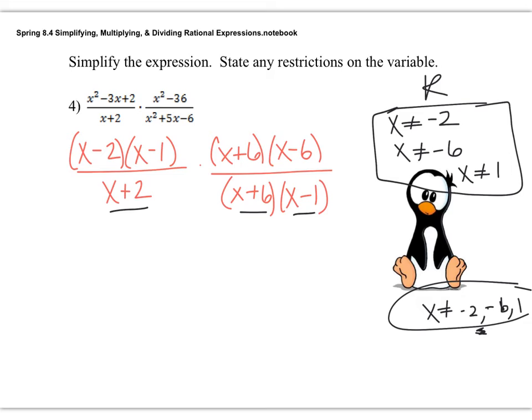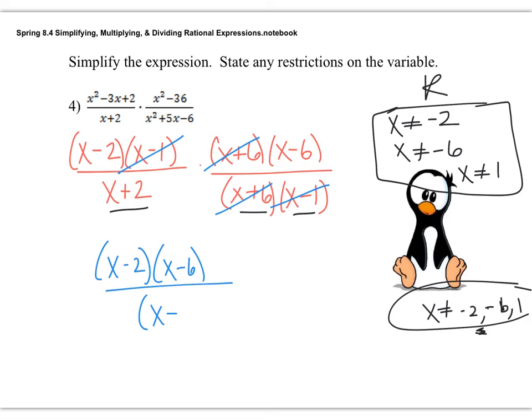All right, your next step is to cancel any top, any bottom. I see x plus 6 there, that can cancel. I see x minus 1, so that can cancel. And I think that's it. So smoosh it all together for the last step. On top, I have an x minus 2 and an x minus 6. Do not distribute those, leave it factored. And on the bottom, I have an x plus 2. Now the x minus 2 on the top does not cancel with the x plus 2. One's a minus, one's a plus. They are different.